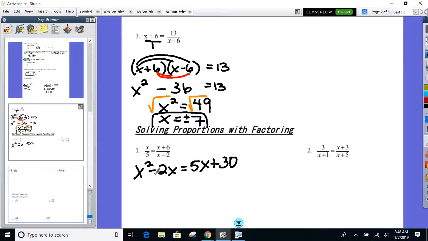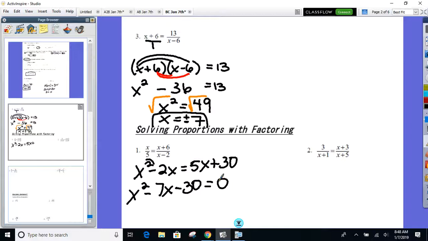If you have a squared term here, you need to get one side equal to 0. Try to keep the x squared positive, please. I'm not a big fan of dealing with negative x squared, so try to keep it positive. So how am I moving the 5x over? Subtract it over. So when I subtract it over, it becomes minus 7x. How do I move the 30 over? Subtract it. Get one side equal to 0.